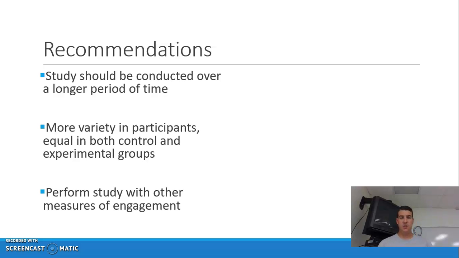The last recommendation for this study is that it be performed with other measures of engagement. Because the Student Engagement Instrument has its own definition of engagement that could be different than other people's definition of engagement, it's important to use the same study with a different measure of engagement due to the broad definition of engagement, to see if we can get the same results.